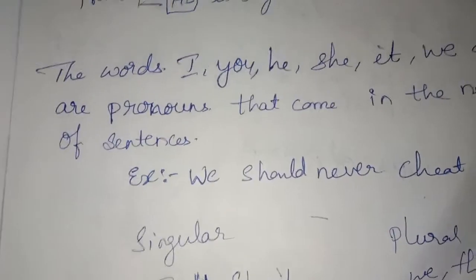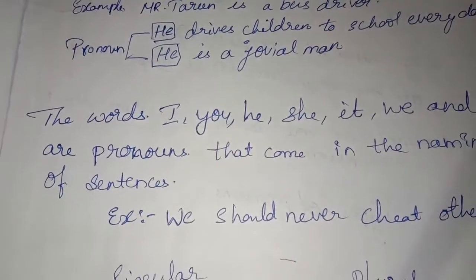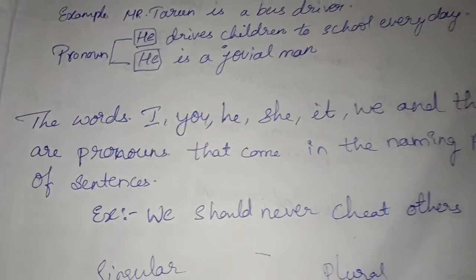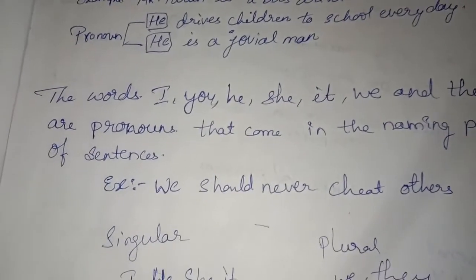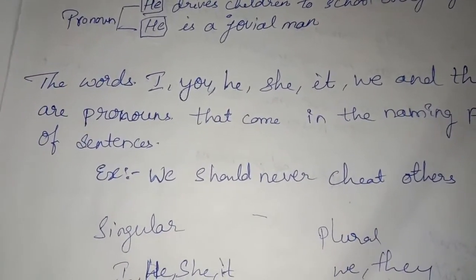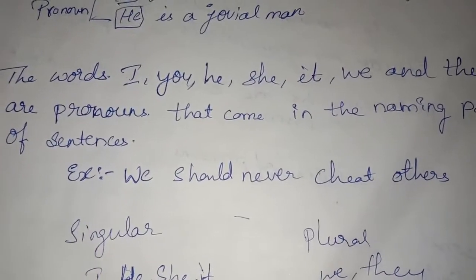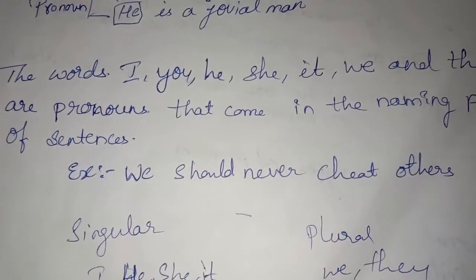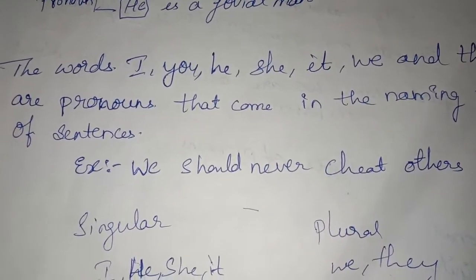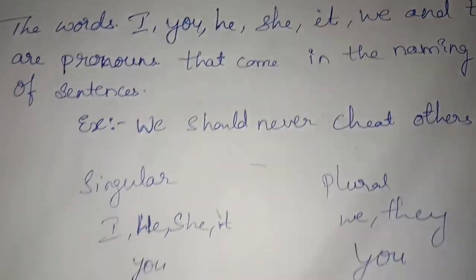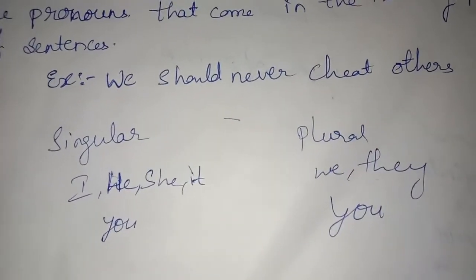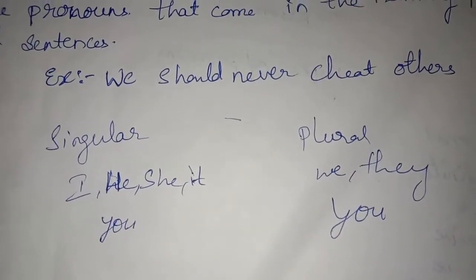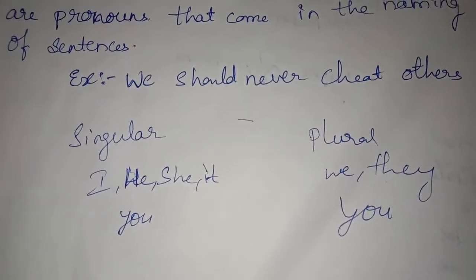Understood, children? See once again, the words I, you, he, she, it, we, and they are pronouns that come in the naming part of the sentence. Naming part means what? In the subject. In the place of subject. Understood, children? Singular is I, he, she, it, you. In the plural form, we, they, you.